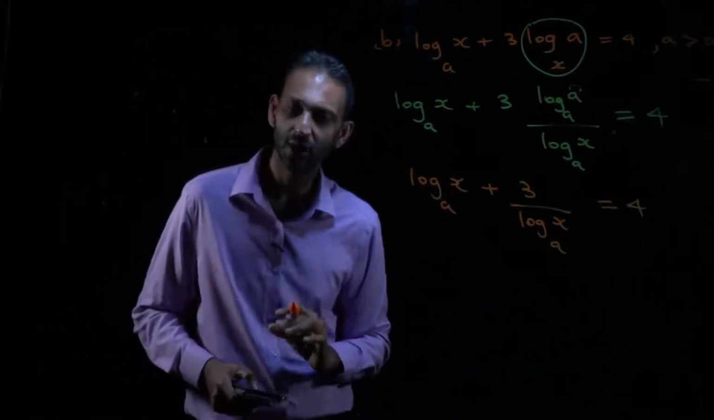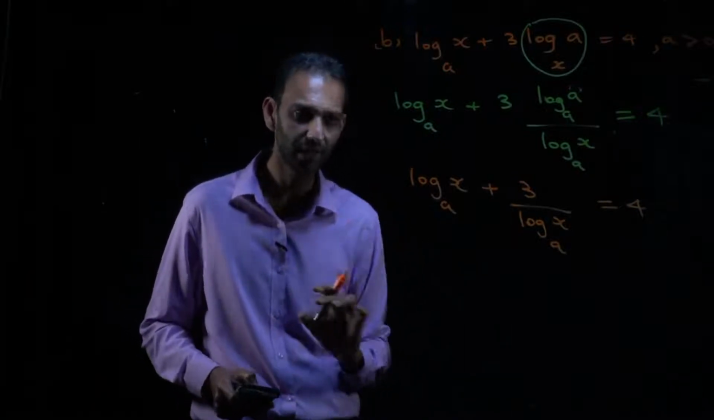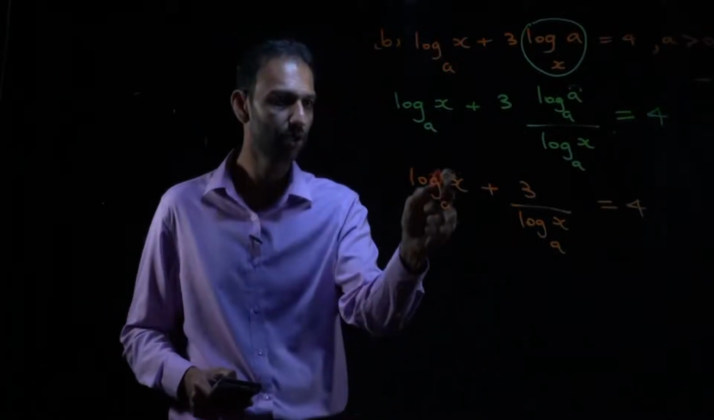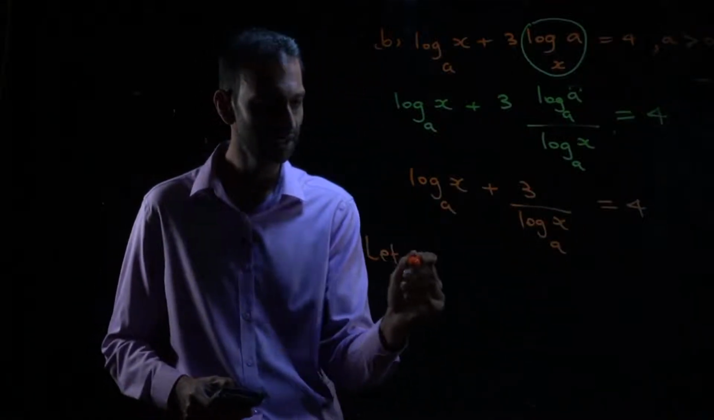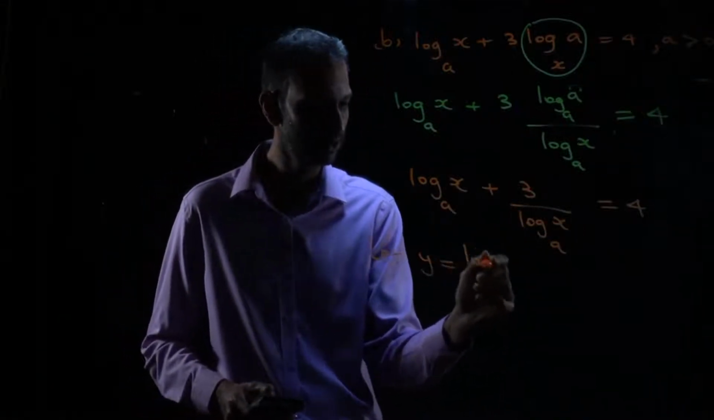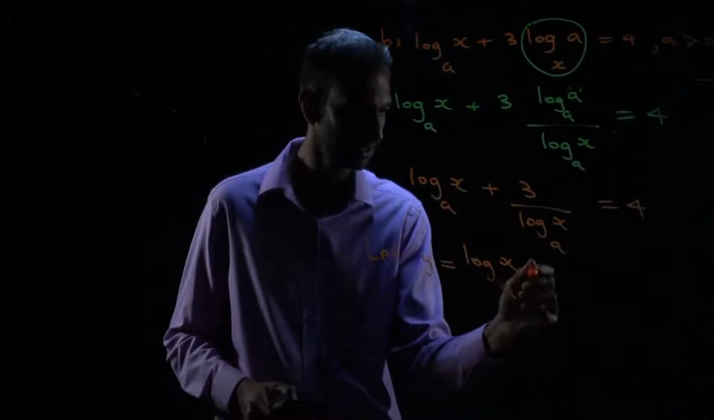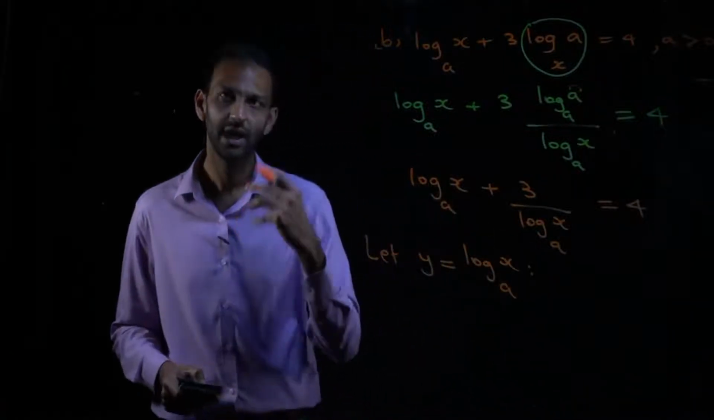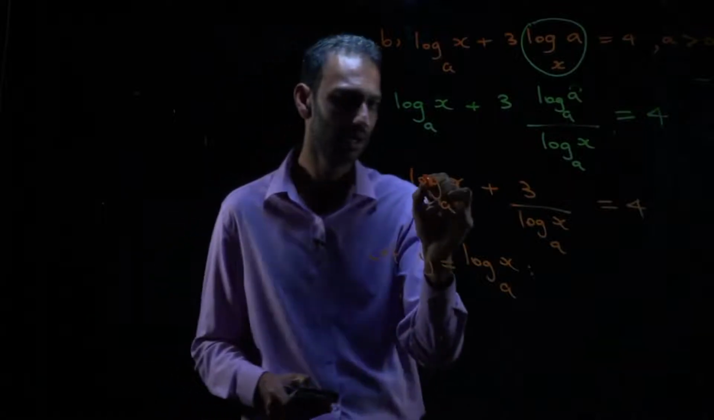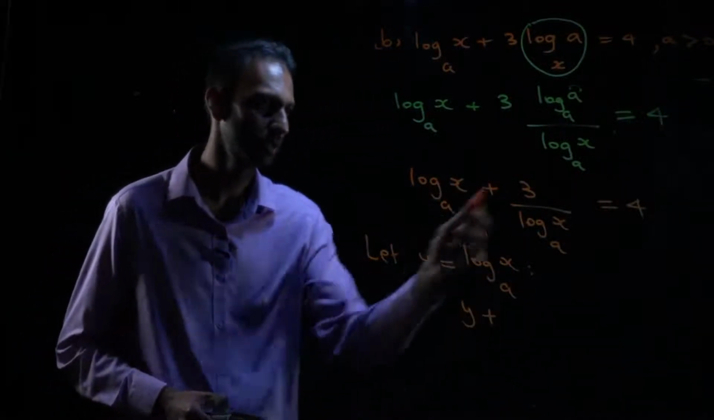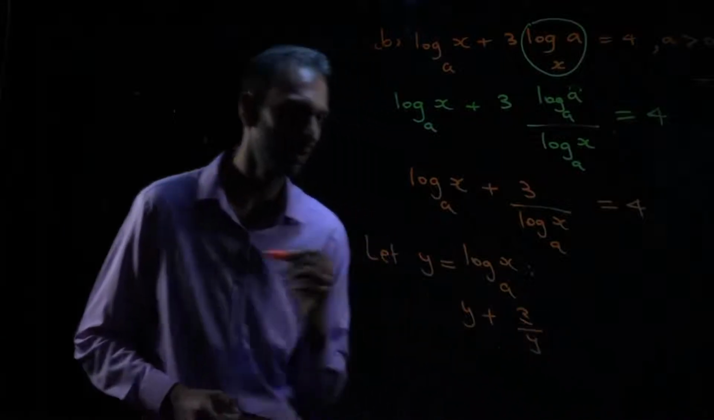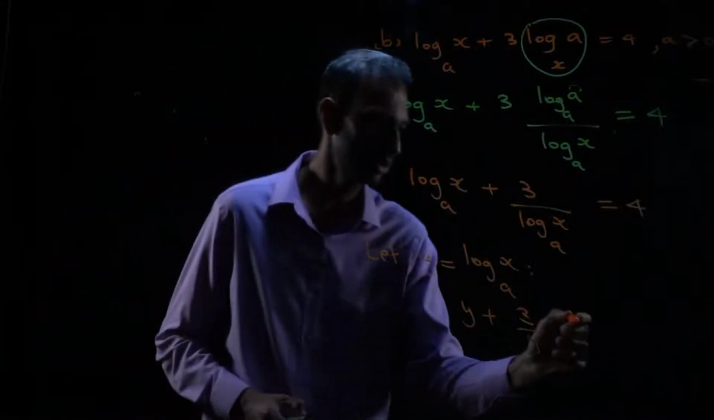Sometimes when students look at this equation, they think that it's a bit difficult. It's not difficult. The logs are the same. So what do we do? We can use substitution. Let y is equal to log of x to base a. It will simplify the equation and you will be able to see what's happening. Log of x to base a, which is y, plus 3 over y is equal to 4.